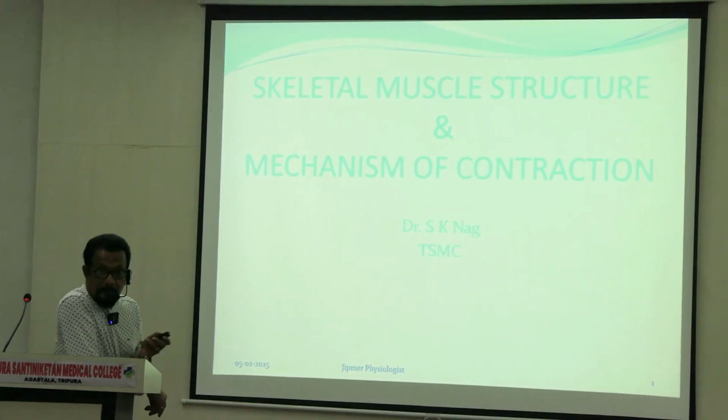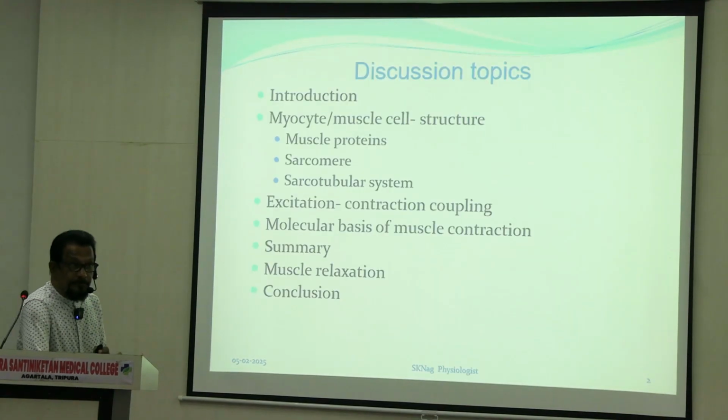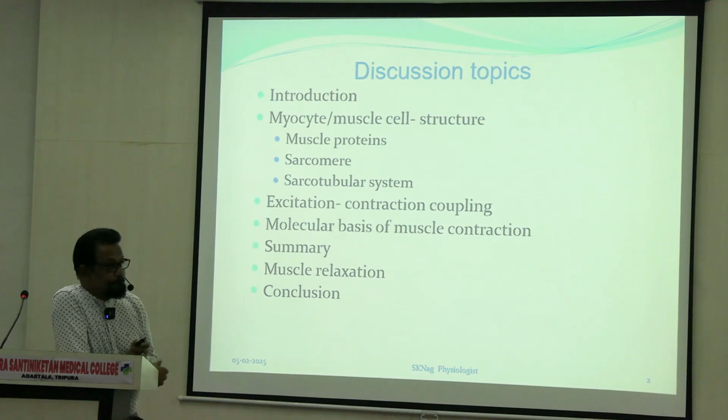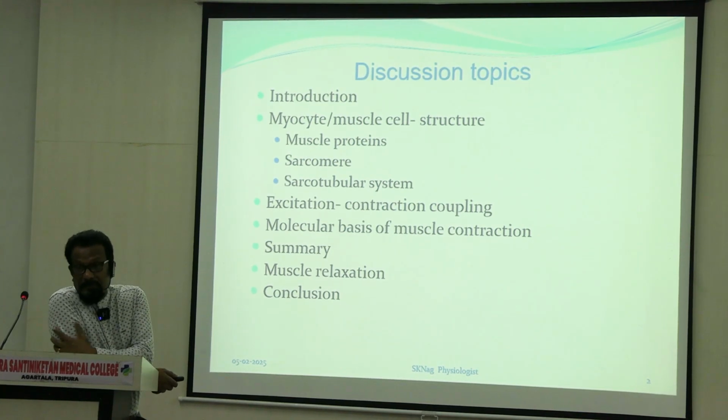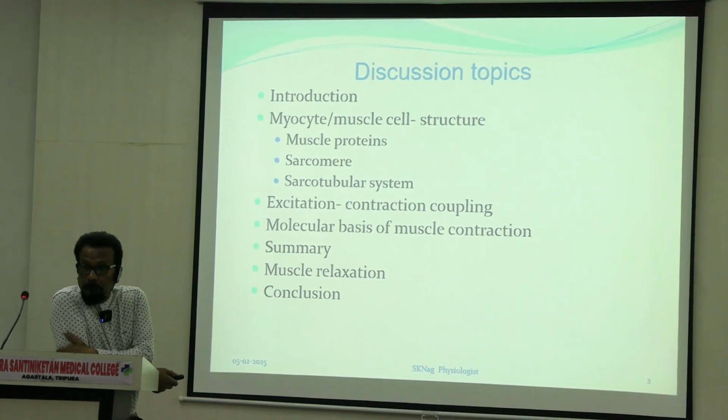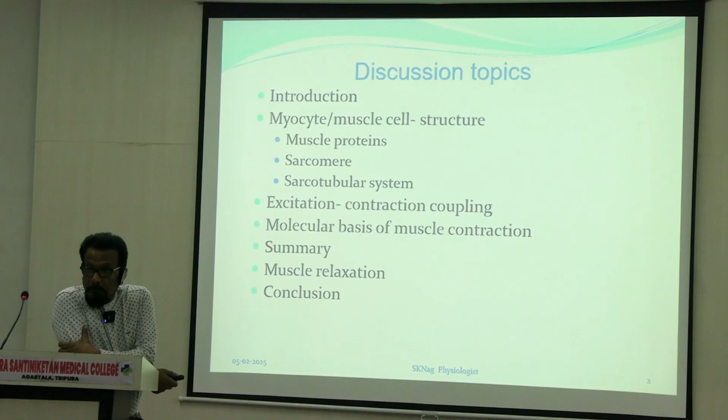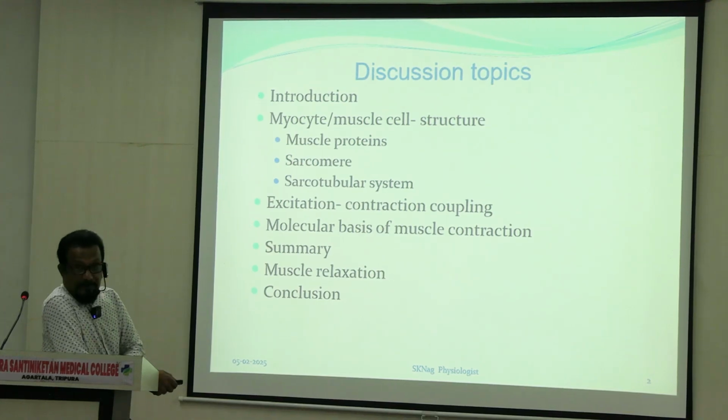Today I will explain it. In addition to this, I will also explain the types of muscle contraction. There are two types: isotonic and isometric. What are the differences between the two? So that I will be discussing.